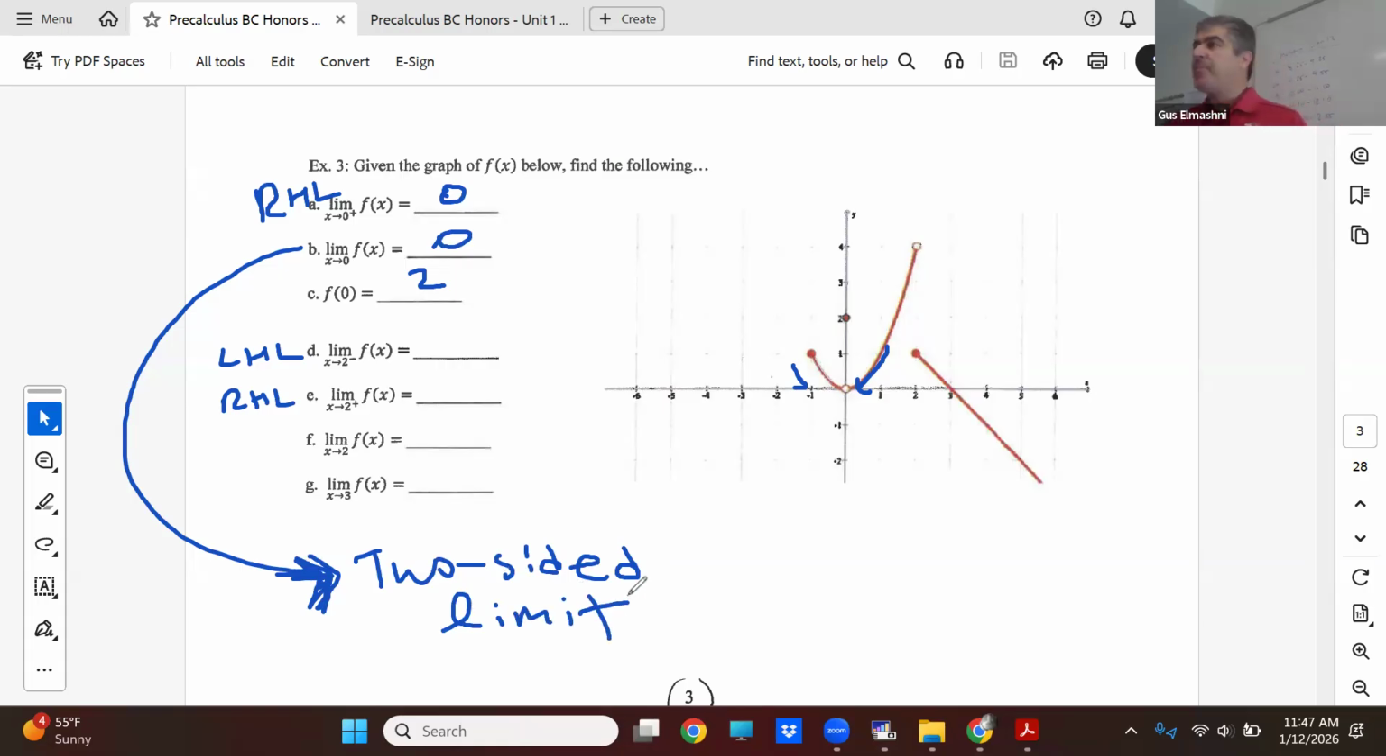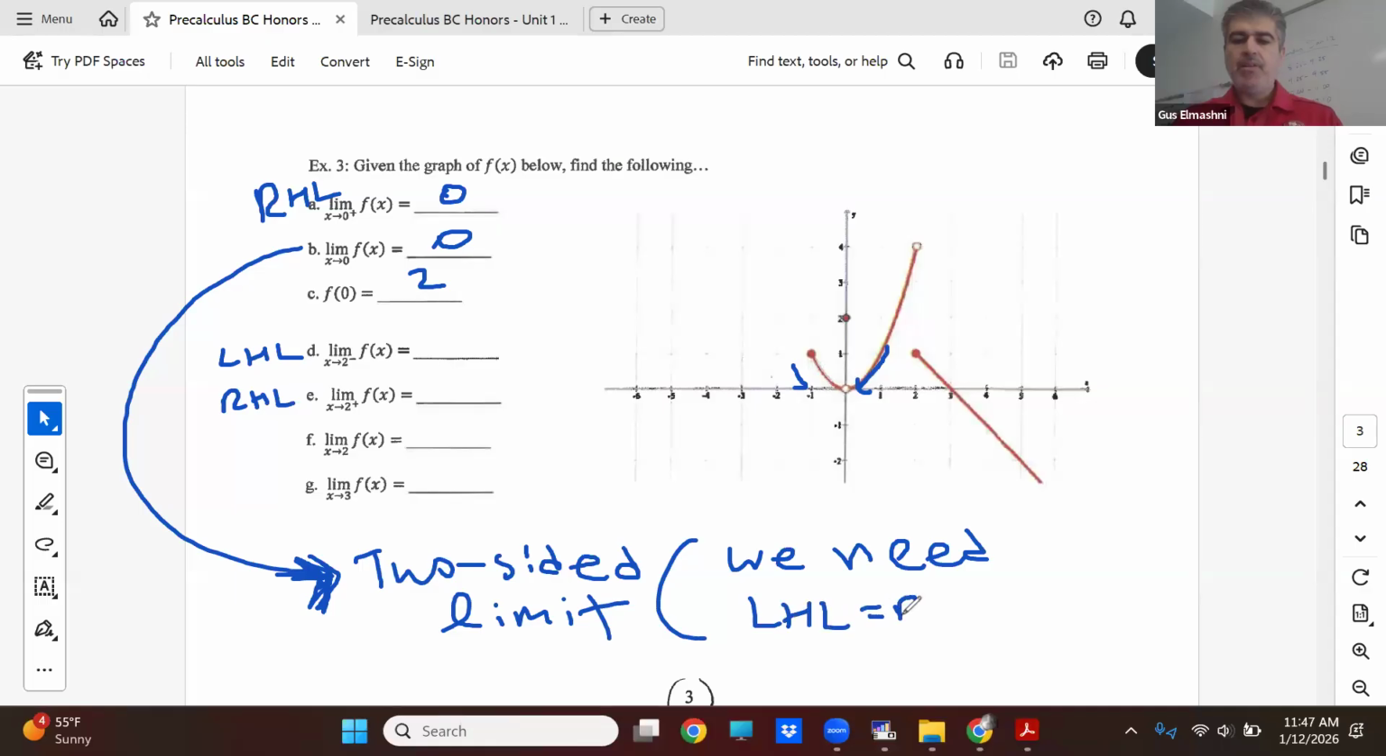Okay, two-sided limit. When you don't see a superscript, it's a two-sided limit. So we need the LHL to equal the RHL for the limit to exist.